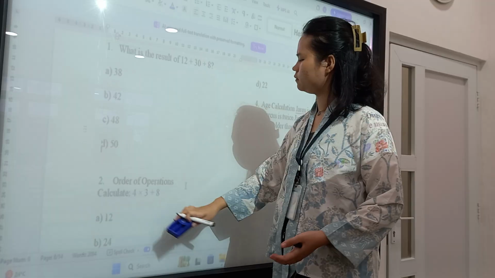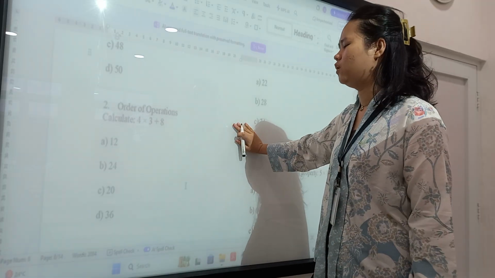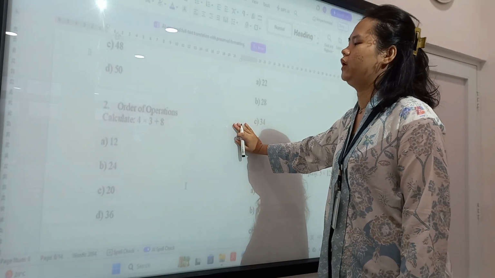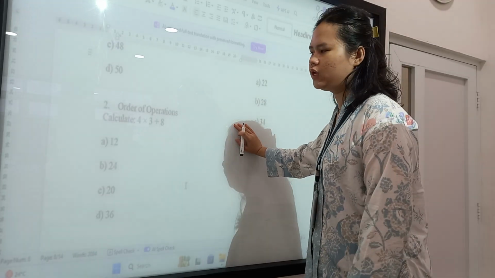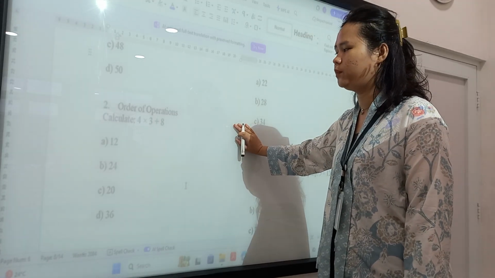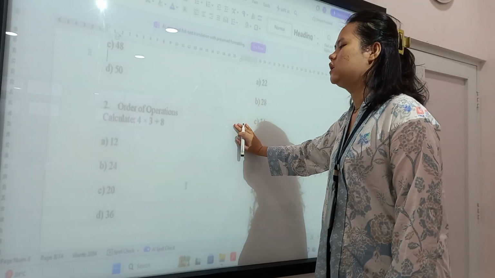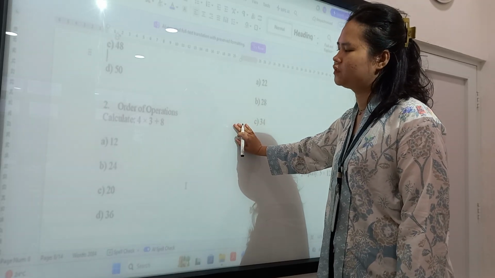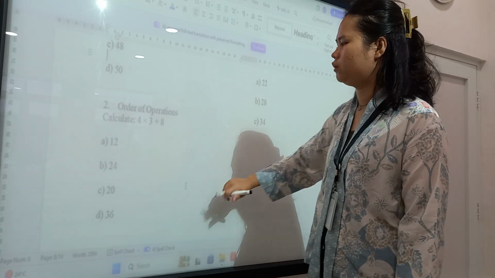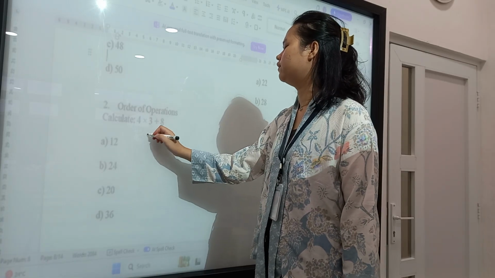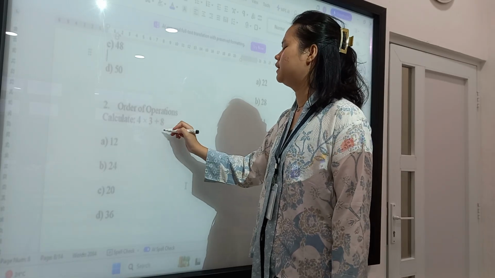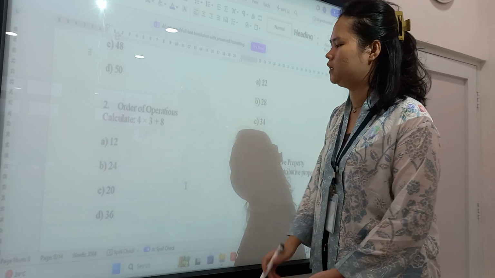Okay, next. Order of operation calculate. The order of operation is like we need to calculate the multiplication first. So later it will be 4 times 3 plus 8, which is 12. 12 plus 8 is 26.